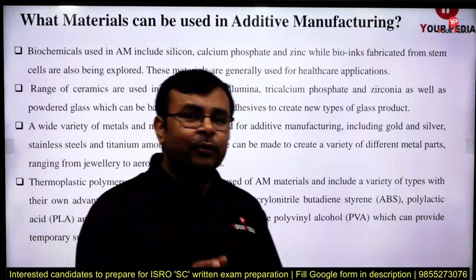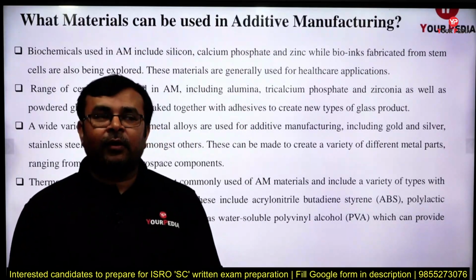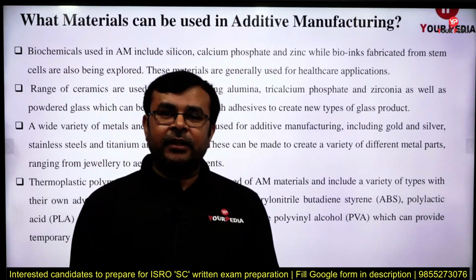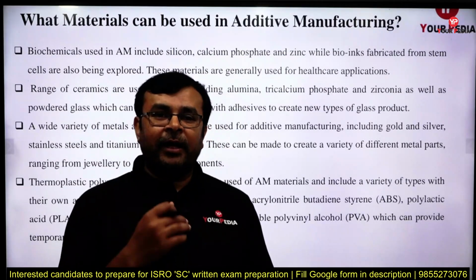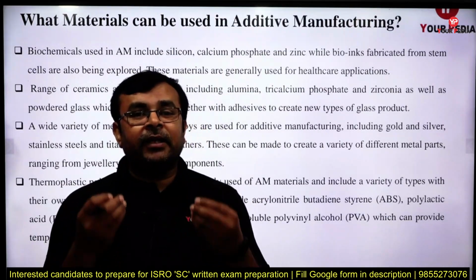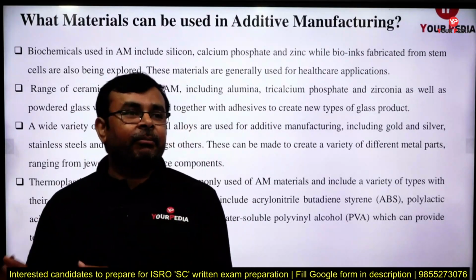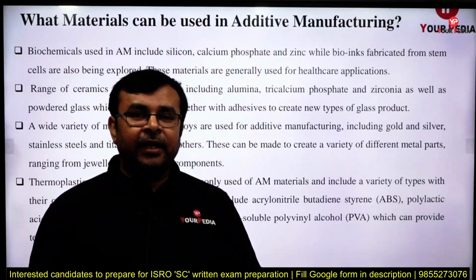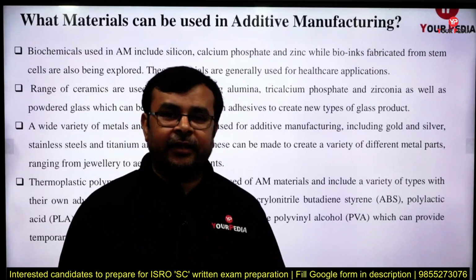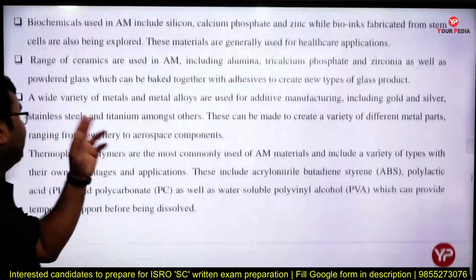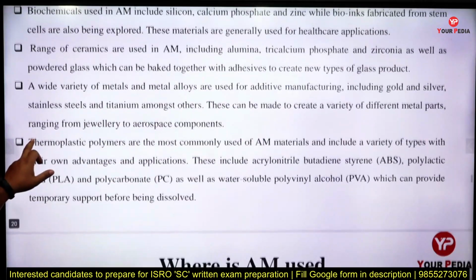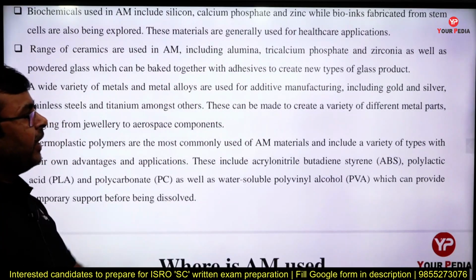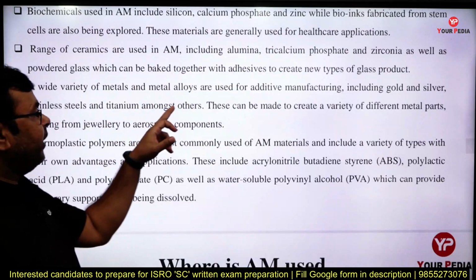Listen, whenever we use ceramic material for 3D printing, these ceramic materials are always used in powder form, because they are not used in wire form. Making wire of ceramic material is very difficult, even not possible, because it is very hard and brittle. Whenever we have very hard and brittle material, we use it in the form of powder, and then you perform the SLS process, selective laser sintering, which is enough for making an object with this material. And a wide variety of metals and metal alloys are used in additive manufacturing, including gold, silver, stainless steel, titanium, and so on.